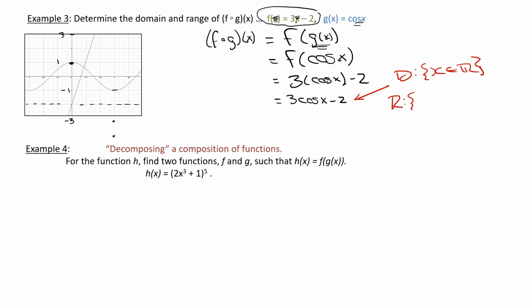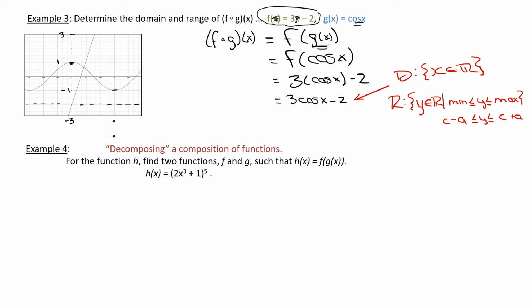Remember, the range is always written, well, you can use y, or in this case it would be f of g at x. Y is a little easier. Y is an element of real numbers such that, and it's always like this: the minimum is less than or equal to y, which is less than or equal to the maximum. That's how we write the range. You can calculate that by taking the equation of the axis, subtracting the amplitude, and then the equation of the axis plus the amplitude, or the a value, but a positive, so an amplitude.